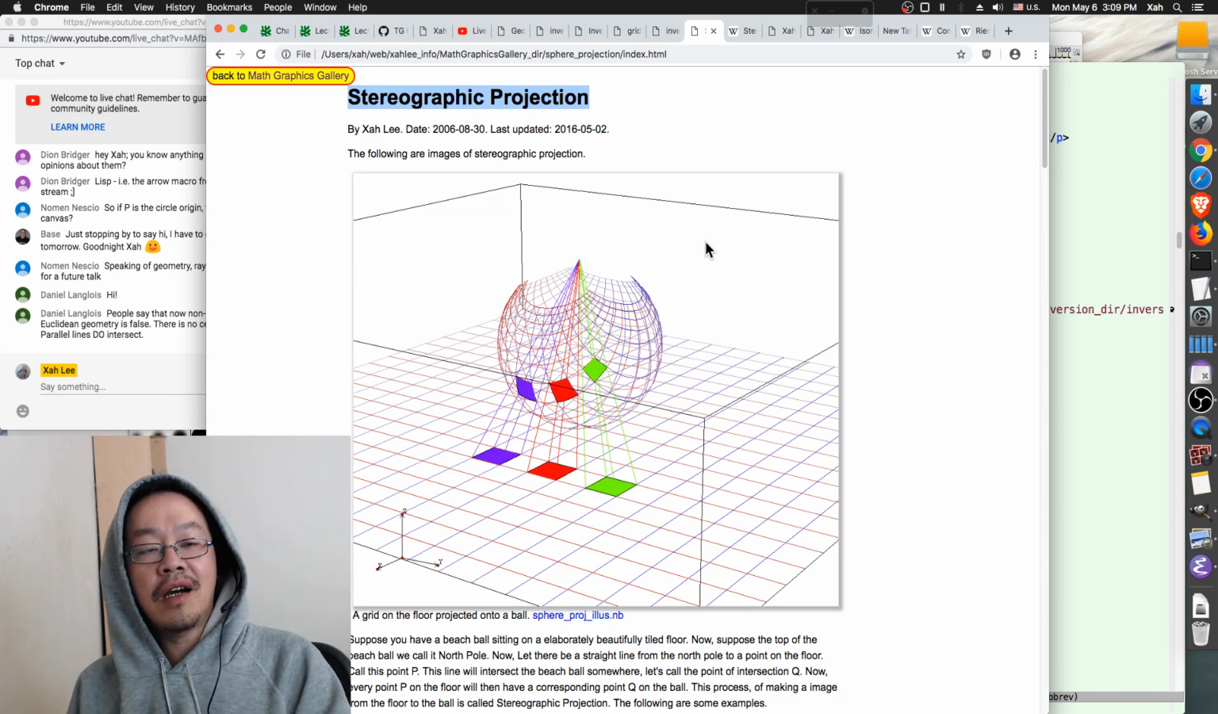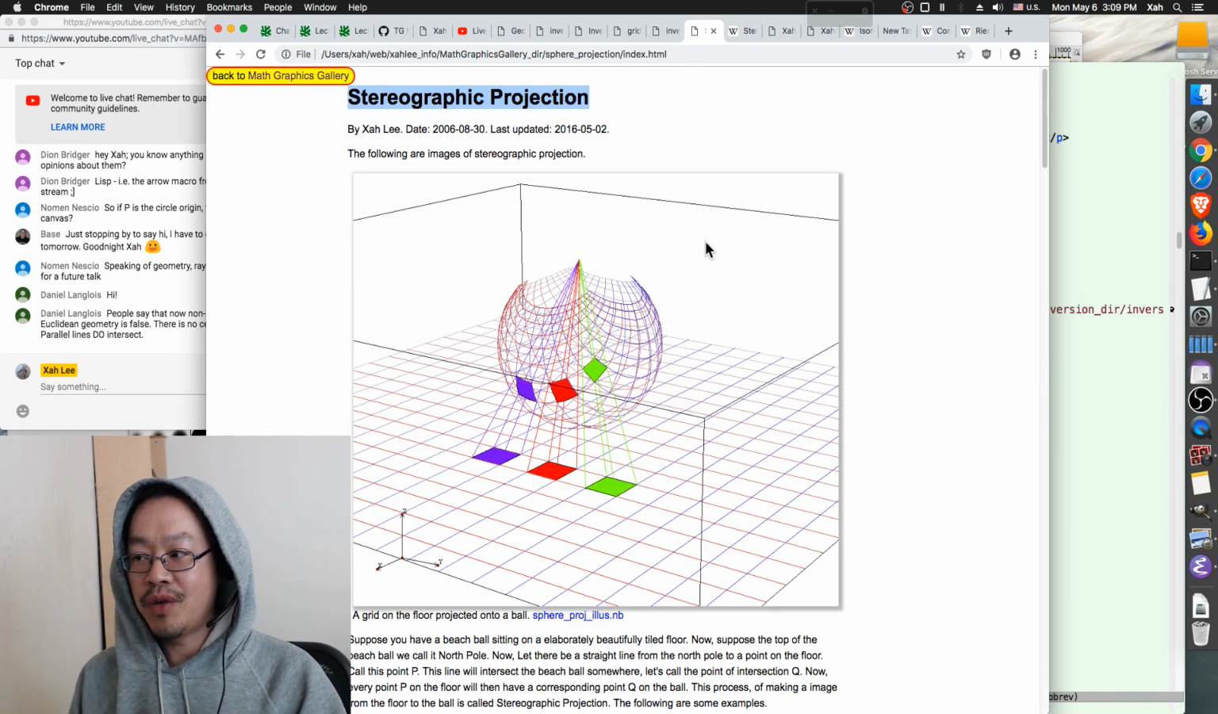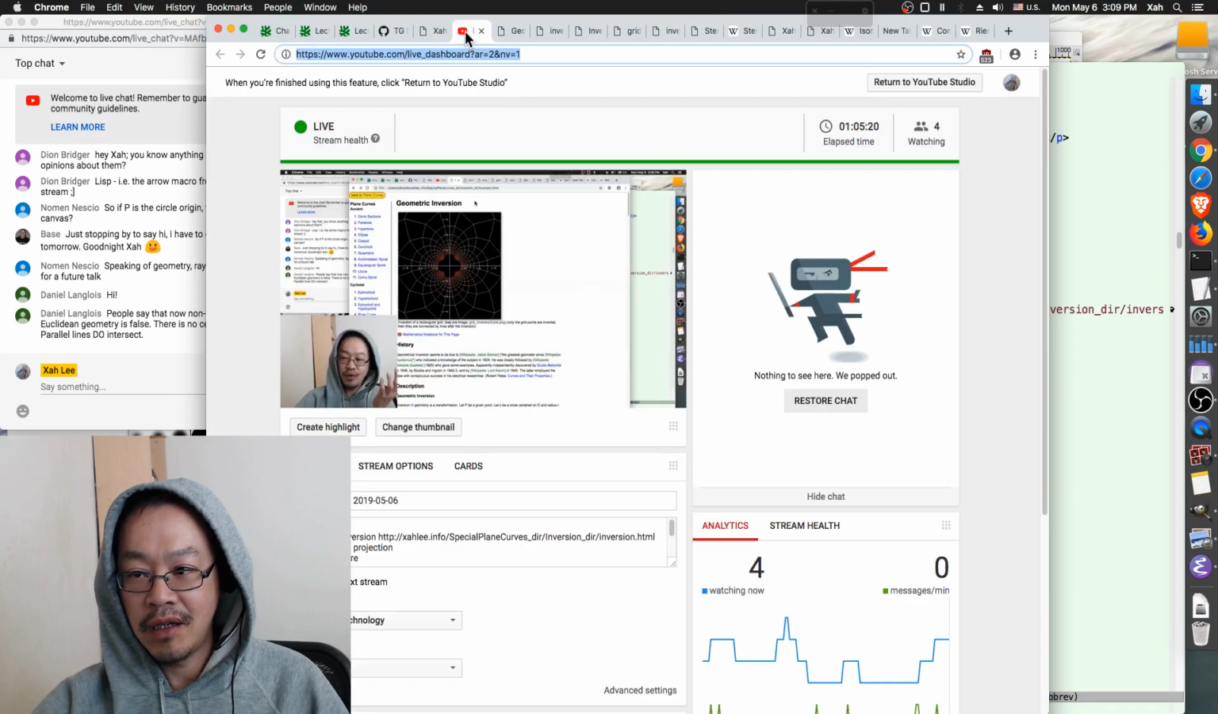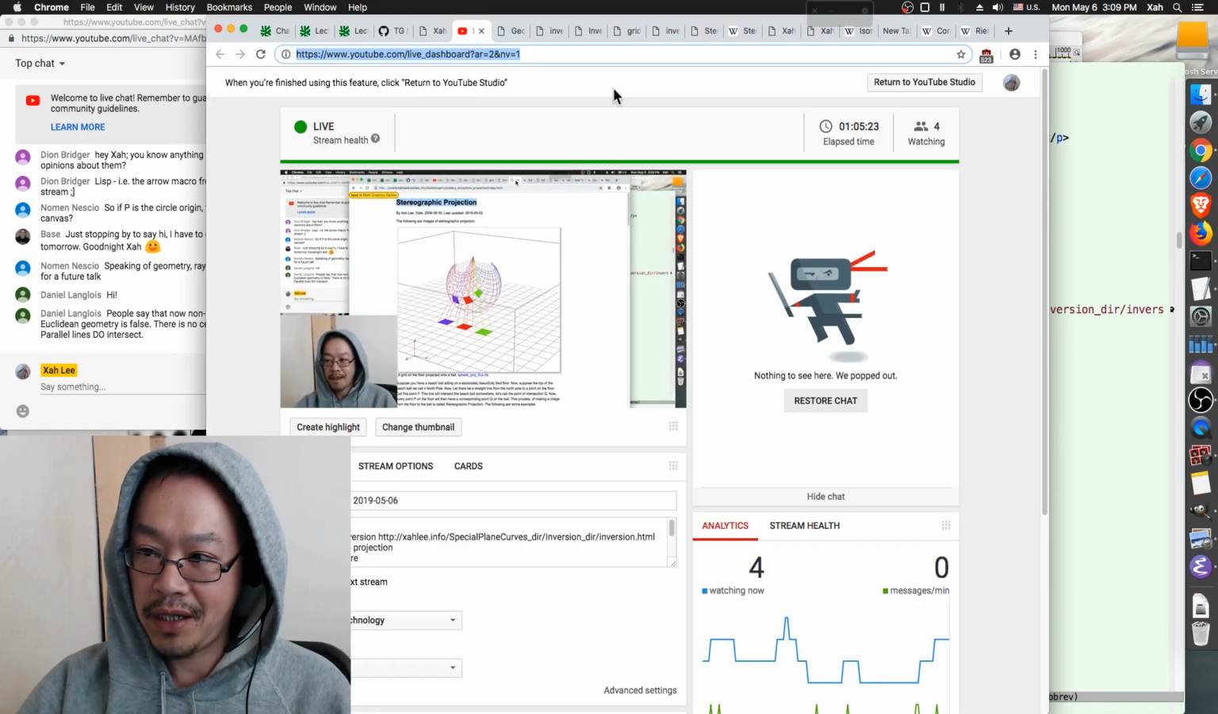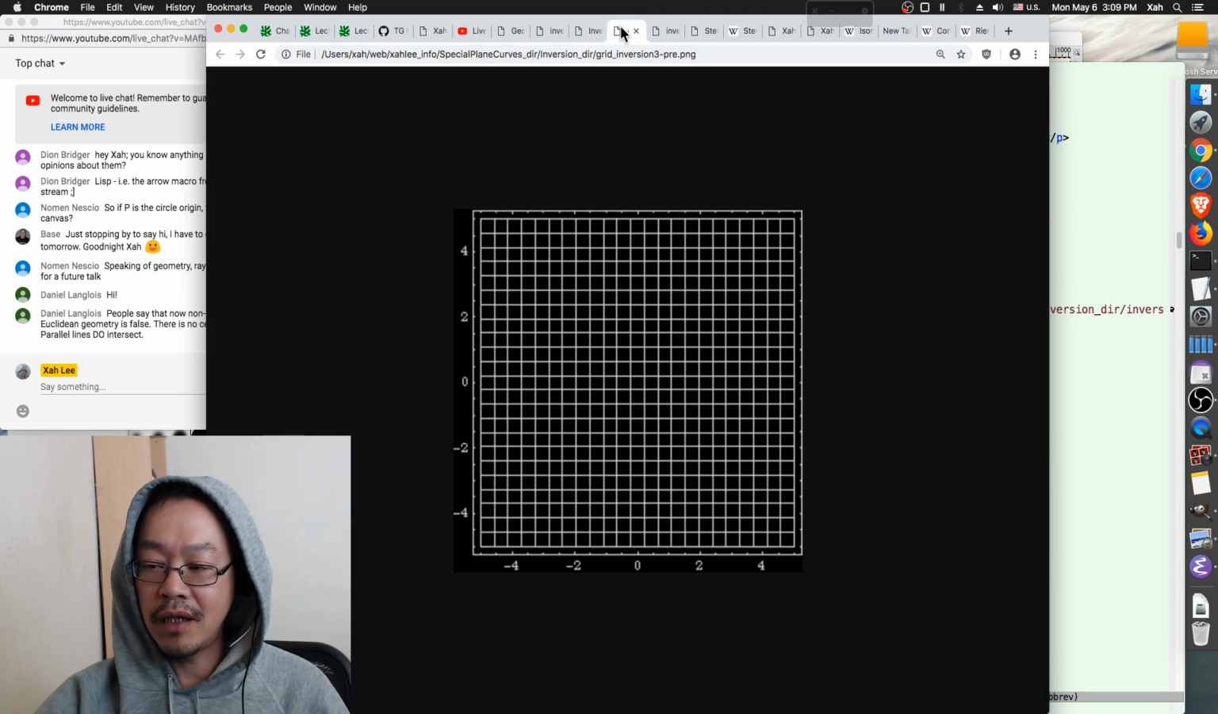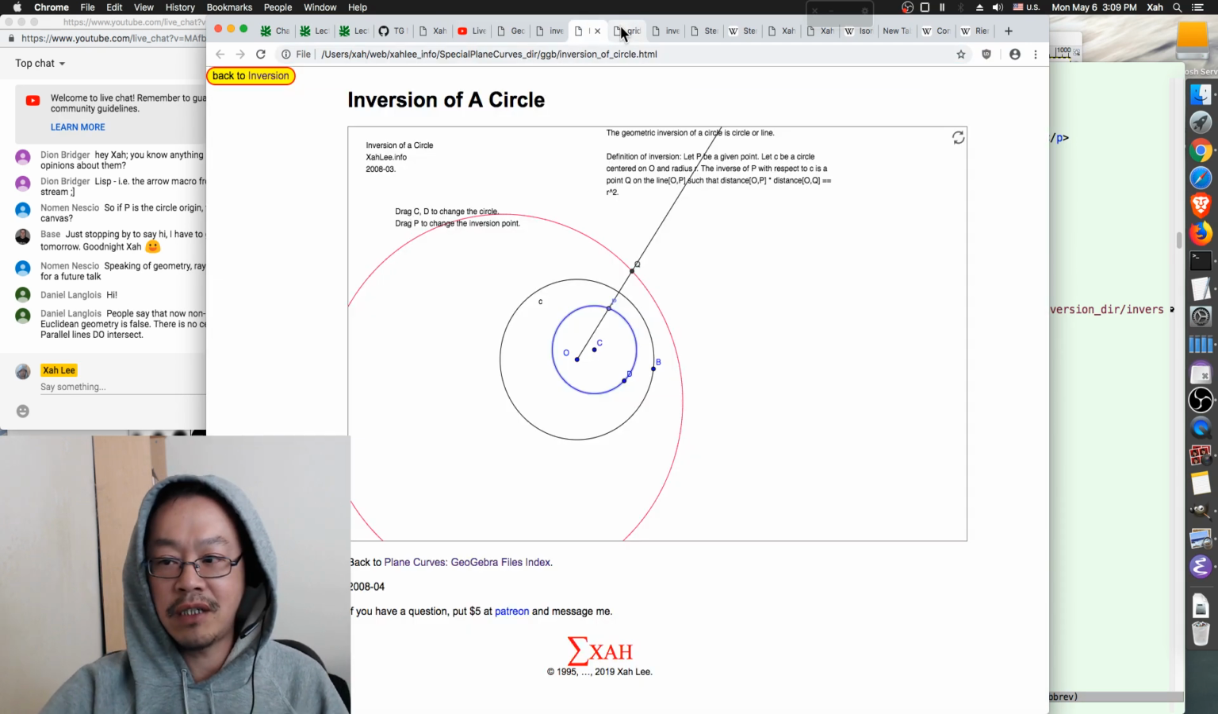Now let's talk about inversion in three-dimensional space. Five more minutes, that should be it. Let's talk about three-dimensional inversion.